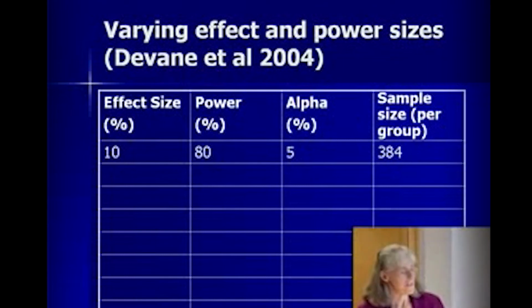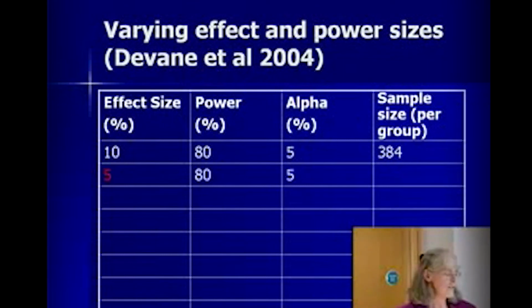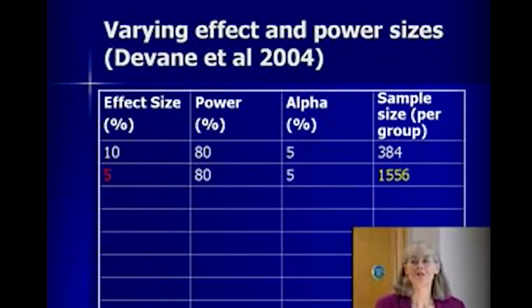So, if we change the effect size, we'll bring it down from 10% to 5%. Is your sample size going to go up or down? Hands up who thinks it's going to go up. Hands up who thinks it's going to go down. Really? Very good. 1,500. Now it goes way up. All right? That's quite an up. That's 1,000 up. 1,200 up.